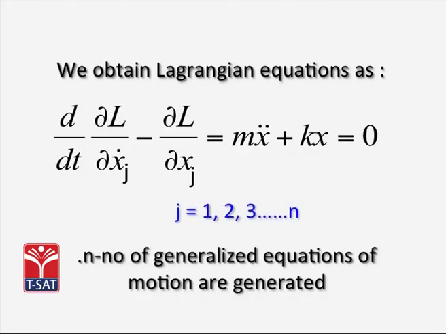Lagrange developed the equations d by dt of dou L by dou x dot j minus dou L by dou x j, which for the oscillator is m x double dot plus k x equal to 0. Here j is equal to 1, 2, 3 and so on up to n, where n is the number of generalized equations of motion that are generated.